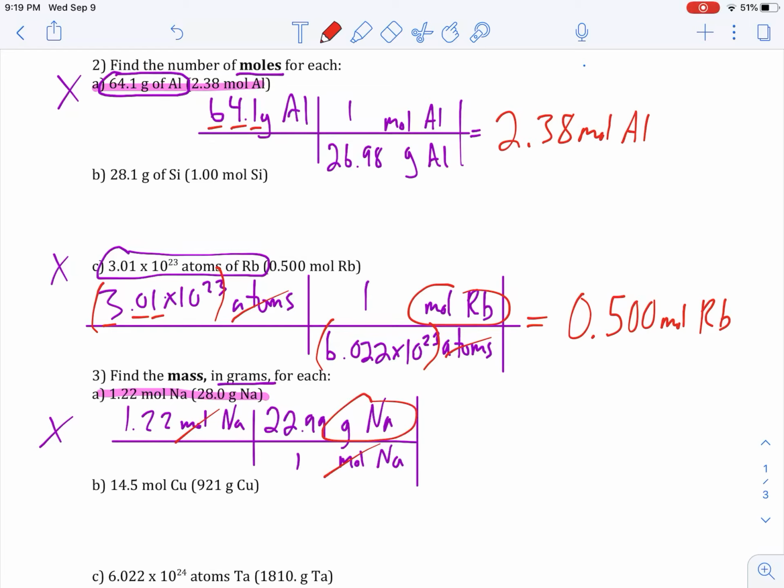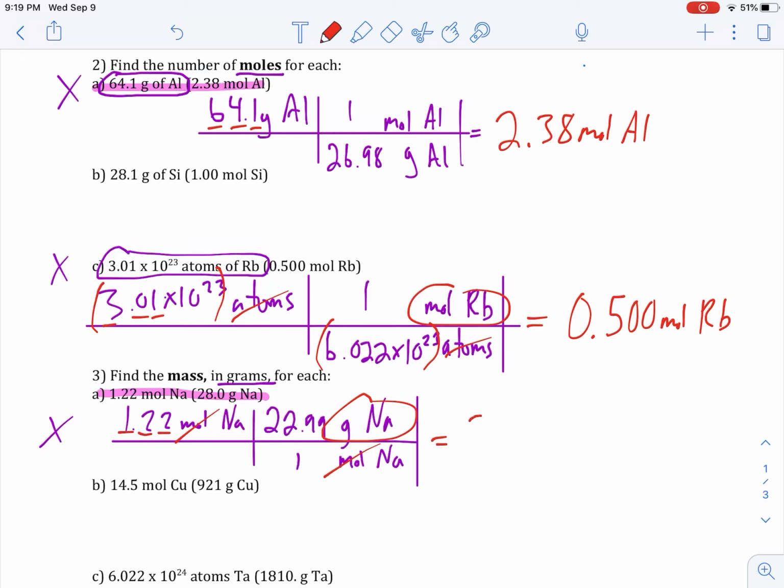When I multiply this through, I need to end up with 3 significant figures, so 28.0 grams of sodium. Okay, on to the next one. Let's jump down to C.